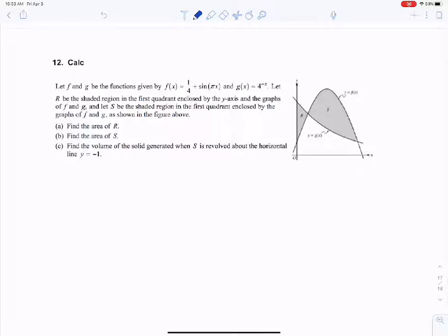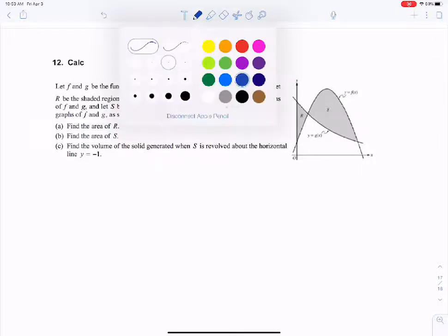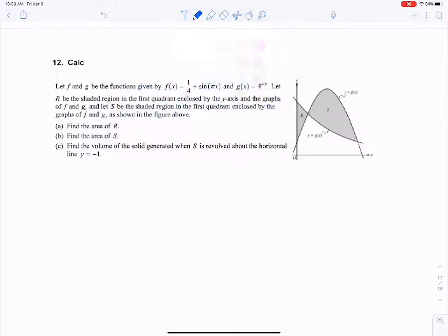Let f and g be functions given by f equals 1/4 plus that stuff, and g of x equals that stuff. So if you don't mind, I'm going to do these in two different colors just to see this a little bit easier. So this is f. So f for me is going to be blue. And then g will remain black. Okay.